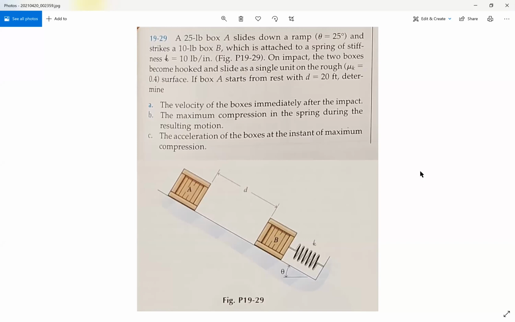If box A starts from rest with d equal to 20 feet, determine A, the velocity of the boxes immediately after impact, B, the maximum compression in the spring during the resulting motion, and C, the acceleration of the boxes at the instant of maximum compression.